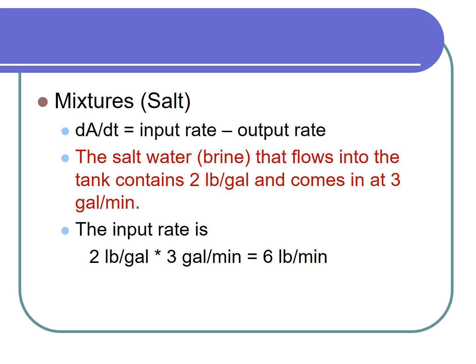So let's say we know a little bit more information. Let's say the salt water, or brine, that flows into the tank contains 2 pounds of salt per gallon and comes in at the rate of 3 gallons per minute. Then the input rate for the salt is going to be given by 2 pounds per gallon times 3 gallons per minute, which is 6 pounds per minute. That's how much salt's coming into the tank at any given moment. I know I'm a mathematician and we don't always pay attention to the units, but paying attention to the units can help you make sure you get the details set up correctly.